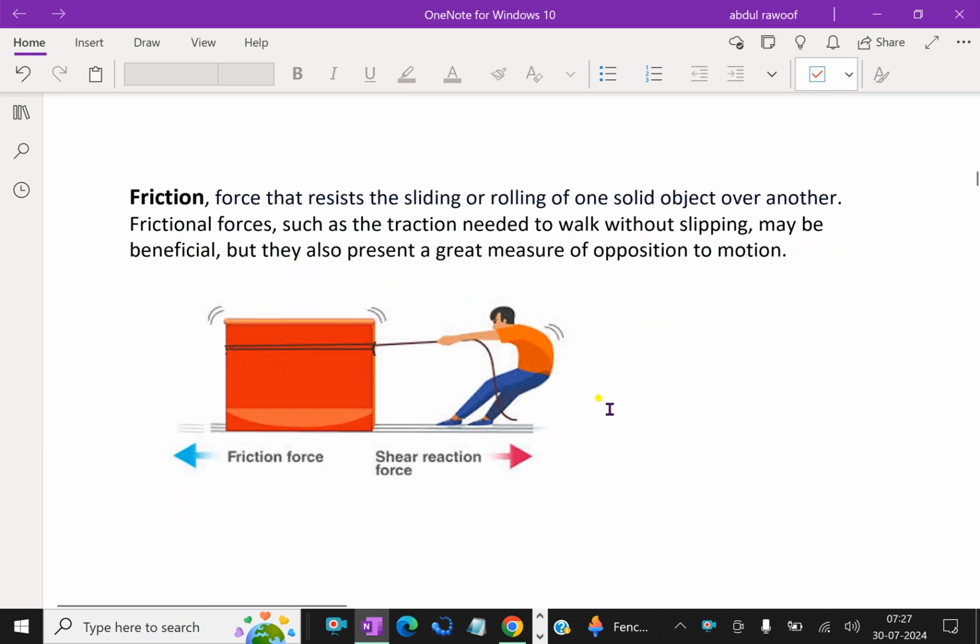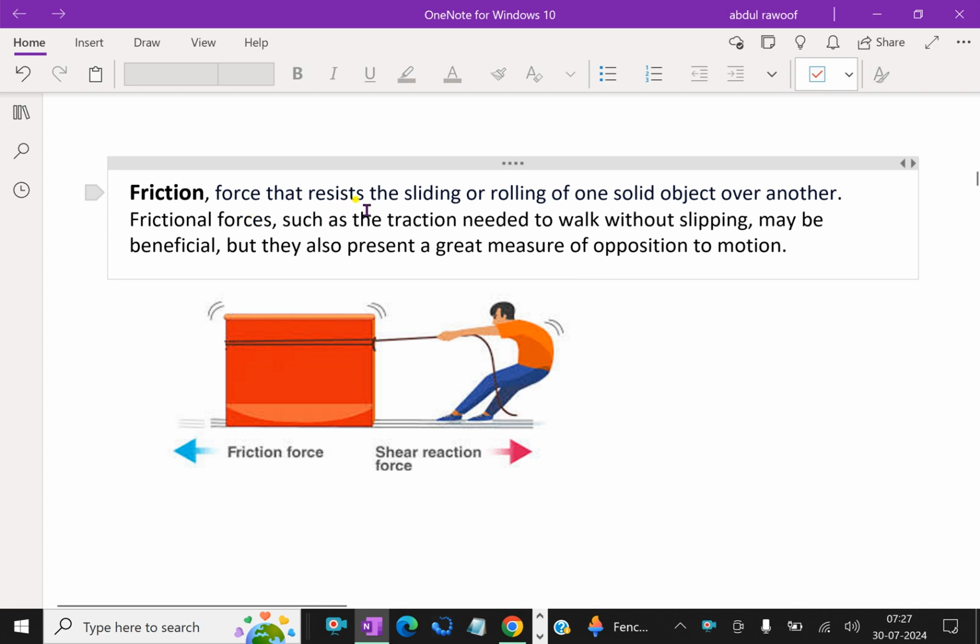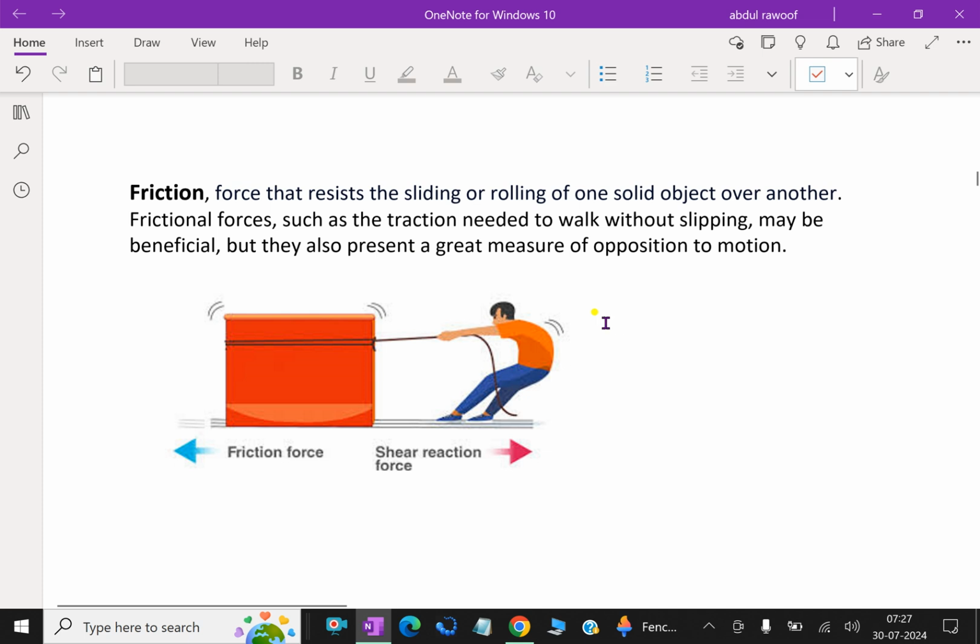What is friction? The force that resists the sliding or rolling of one solid object over another is friction. Frictional forces such as the traction needed to walk without slipping may be beneficial, but they also present a great measure of opposition to motion. Here, the frictional forces happen opposite to the pulling forces, between the floor and the body surface.